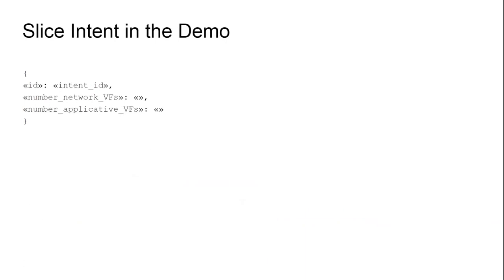So for the needs of this demo, we have further simplified the intent template, and we kept only three main pieces of information, which are the ID, the number of virtual network functions within the slice, and the number of additional functions. The other parameters that I have shown before are considered static, and we have set them up within the template.